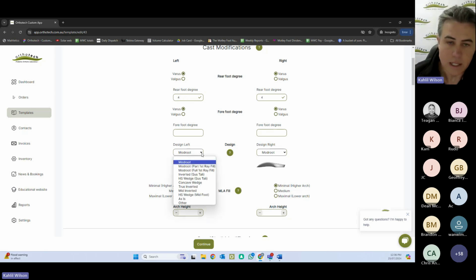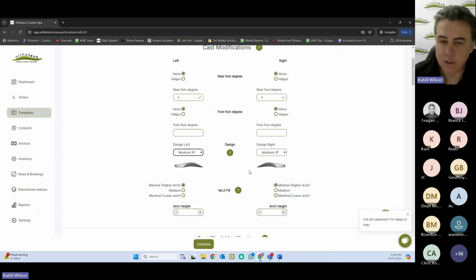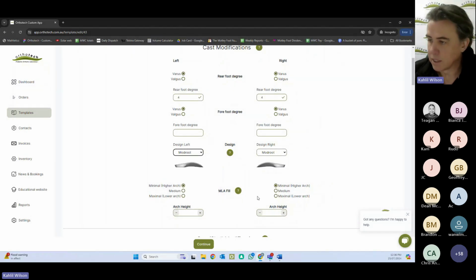So the reason we've selected the mod root is it's the most distally controlling. So you'll see as I go to the part first ray fill, we start to wipe away underneath the first ray, and the full first ray fill, we completely get rid of it altogether. The reason we're selecting the mod root is because it actually elevates the first metatarsal and starts to take pressure off the sesamoids. Now, something to consider with that is that that's good for sesamoiditis, fractured sesamoids.